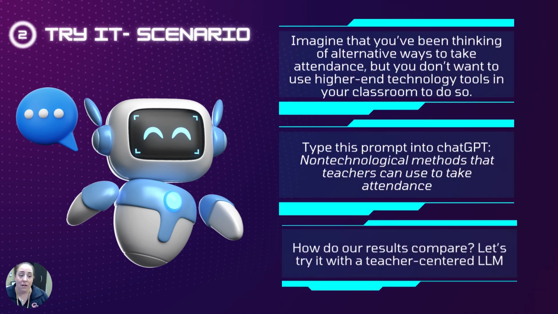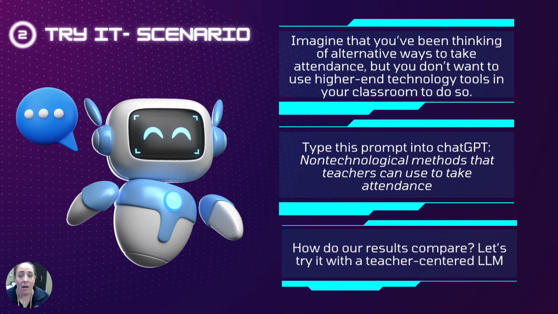So the try it scenario that we did, let me just explain to you kind of how it looked when we all did it together, and you're welcome to try it on your end as well. So the scenario was to imagine that you've been thinking of alternative ways to take attendance, but you don't want to use higher end technology tools in your classroom to do so. So we asked everybody to pull up ChatGPT, and they all typed in the same prompt. So we all typed in non-technological methods that teachers can use to take attendance.